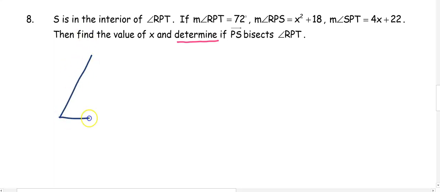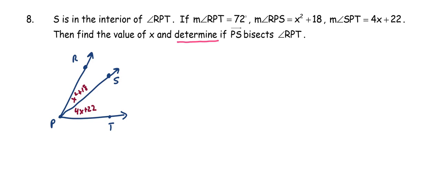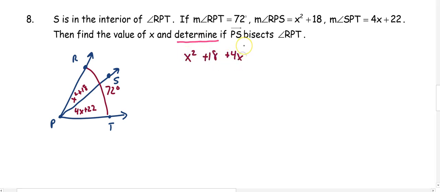So when we draw our picture, we have our angle RPT. We have another ray with S somewhere on it. Okay, so when I label my triangle, RPS is x squared plus 18. SPT is 4x plus 22. And my large angle, RPT, is 72 degrees. So because we don't know if it's a bisector or not, we need to use angle addition. So x squared plus 18 plus 4x plus 22 is equal to 72.